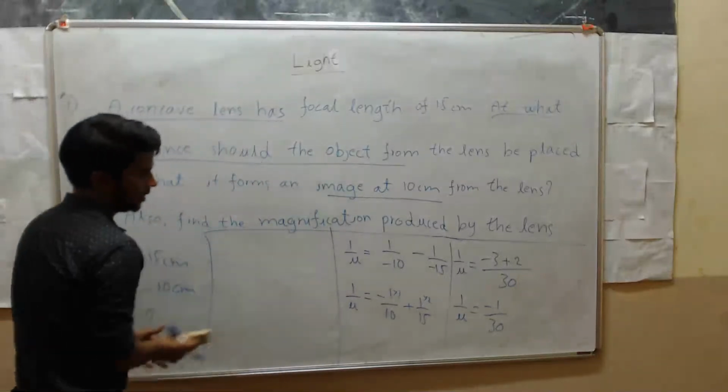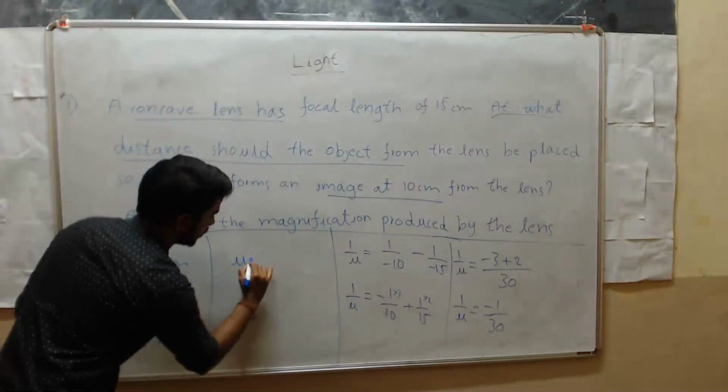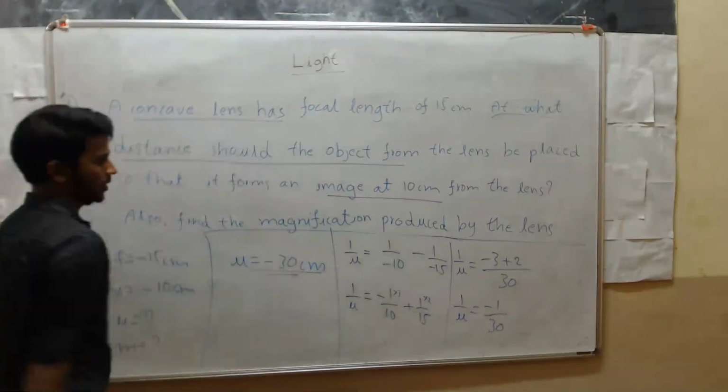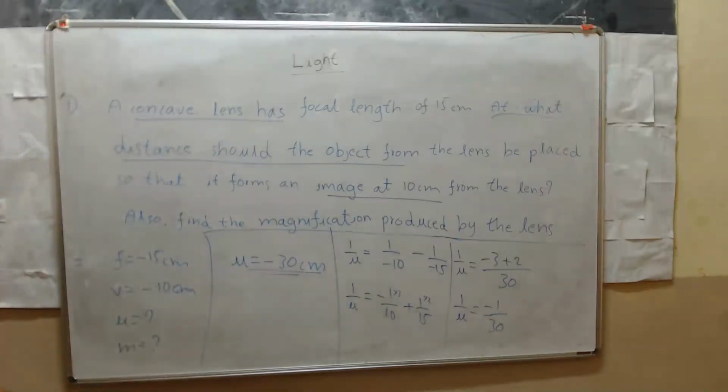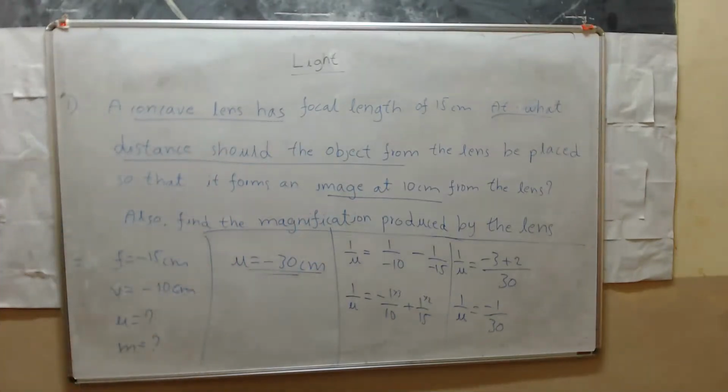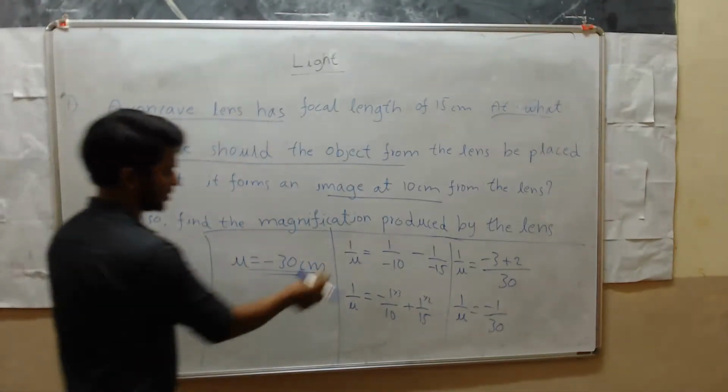So we need u, right? So finally we can write u equal to minus 30 centimeter. Okay, so now the object is placed 30 centimeter from the concave lens. Next, find out magnification.